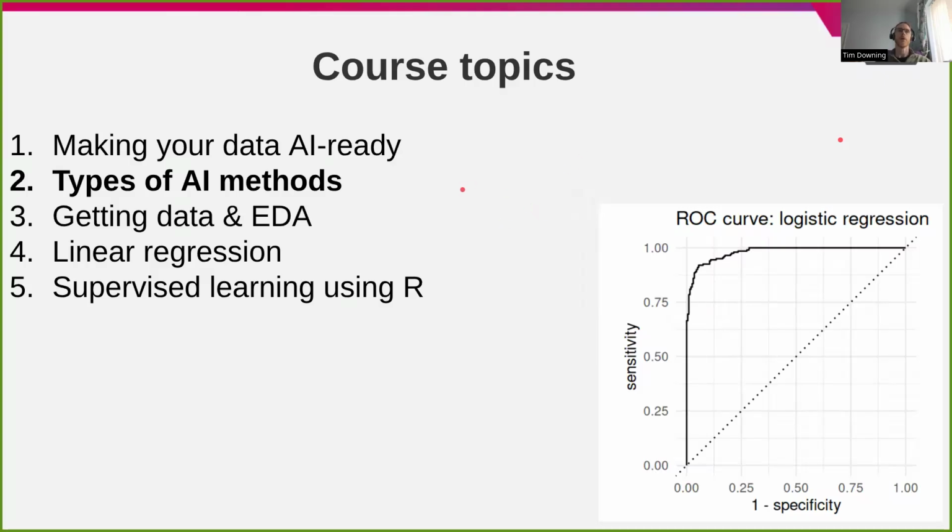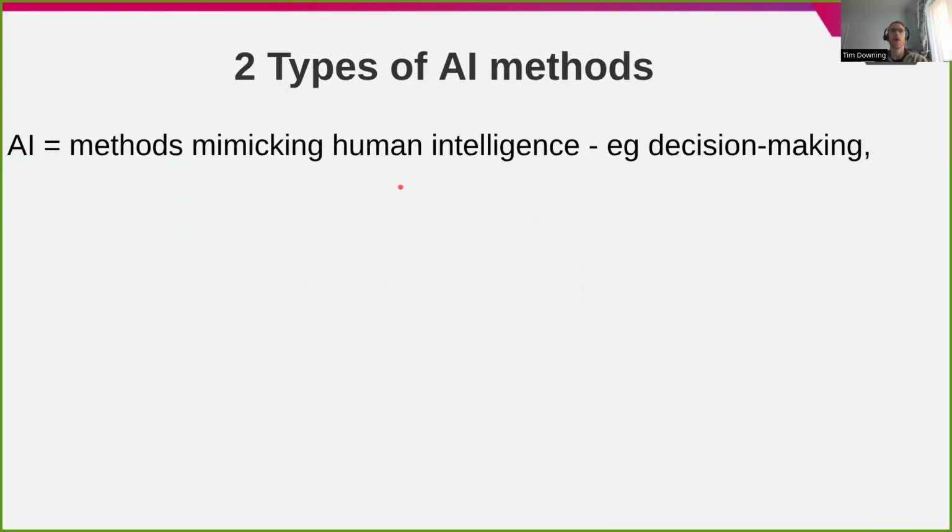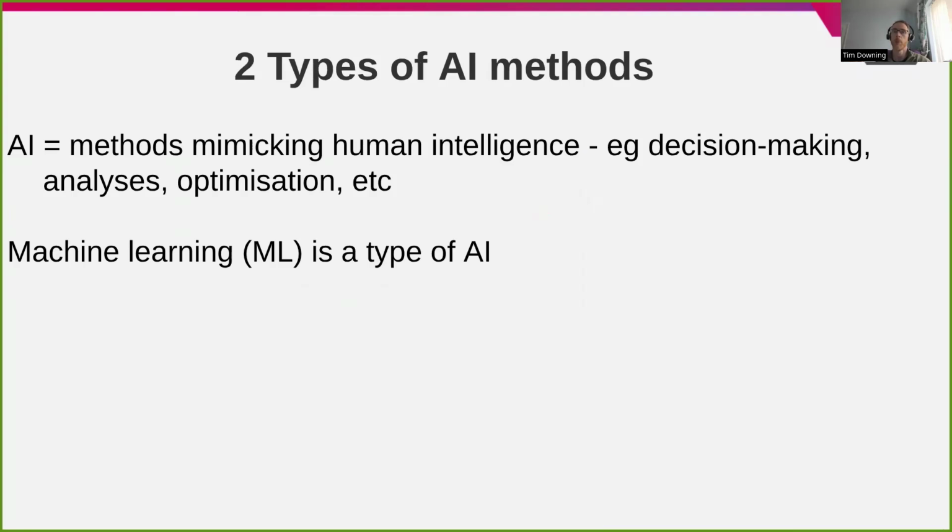Welcome to video 2 in our course on B09 Introduction to R for AI, and we're now going to look at types of AI methods. There is a huge amount of AI methods, and these are ones that try to mimic human intelligence and therefore support decision making, analysis, optimization, and so on.